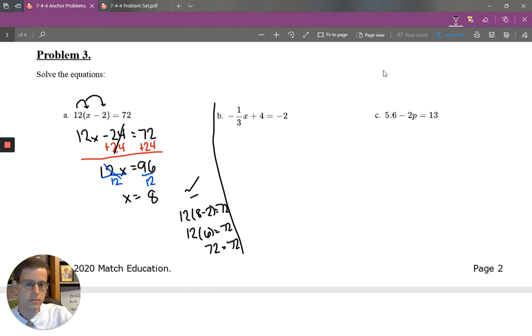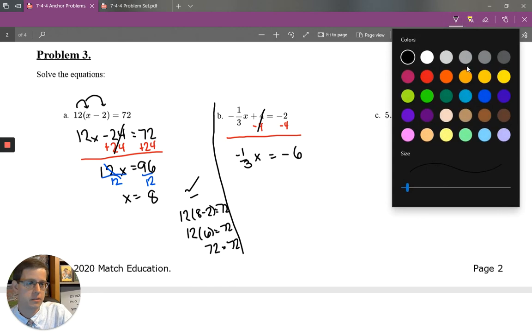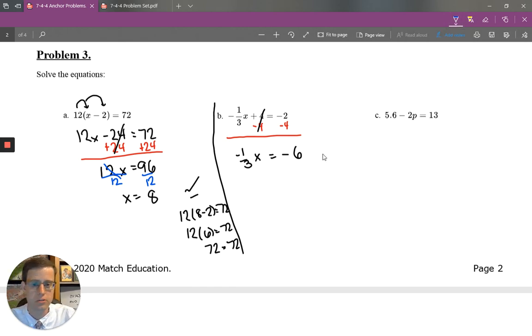Here, negative 1/3 x plus 4 equals negative 2. Well, if our goal is to get the x alone, the first thing we need to move is this adding 4. So subtract 4 from both sides. And this is where our integers become really important. We have negative 1/3 x. The plus 4 minus 4 cancels. Equals, why is it really important? Well, negative 2 minus 4 is negative 6. Have to know how to do those integers in order to solve equations.